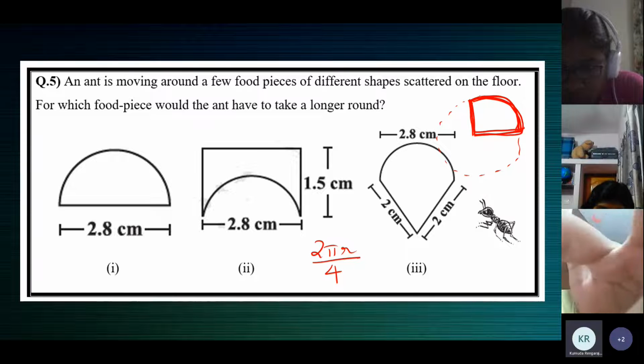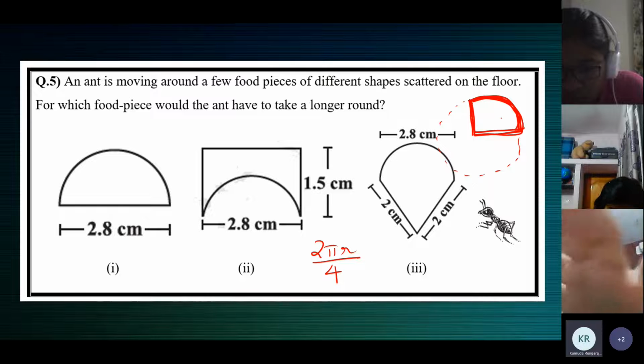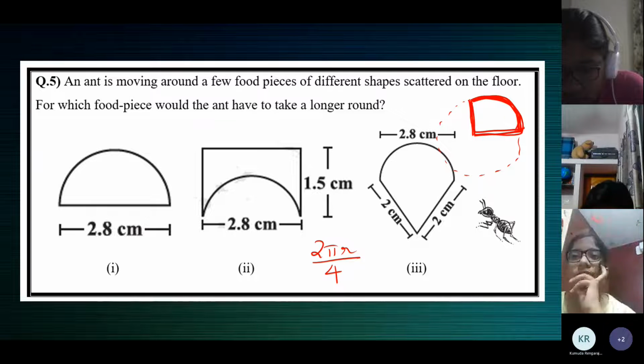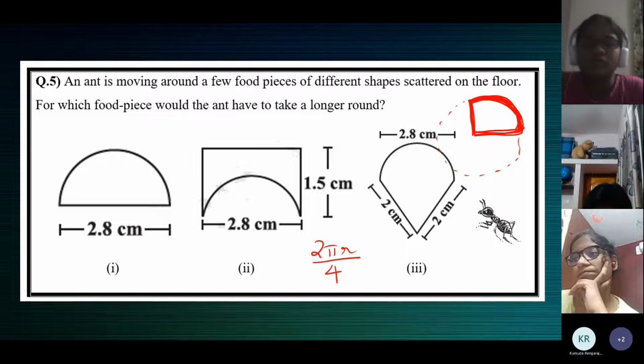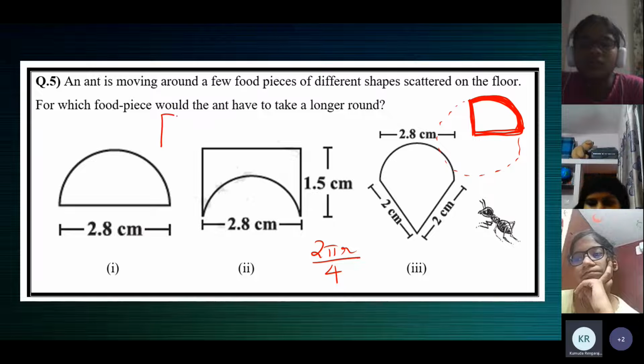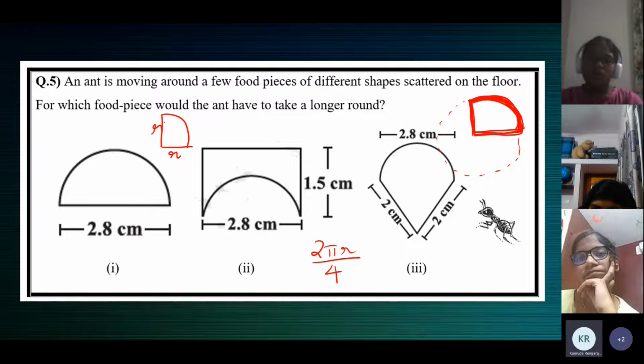This piece here is a quadrant. It is 1/4 of the circle. What do we see in the boundary of a quadrant? We see the radius here, another radius here, and an arc. An arc is a part of the circle, a part of the circumference of the circle. So if we have to find the perimeter of a quadrant, it will be radius plus radius plus the length of this arc.